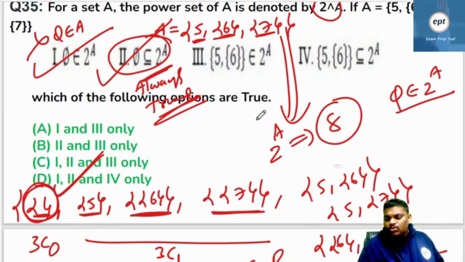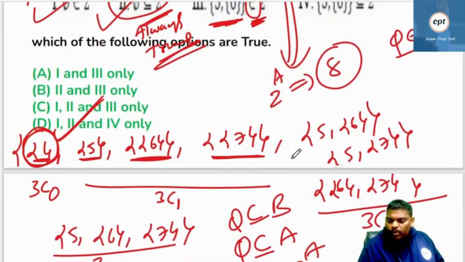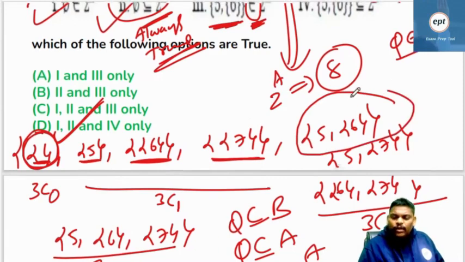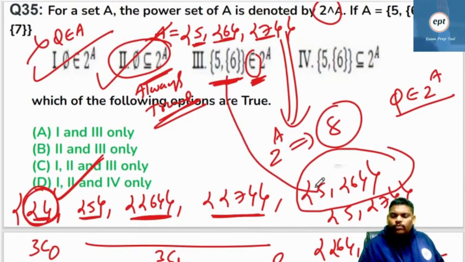Listen, there is a small trick there. When you are using "belong to" for an element, look at {5, 6} in brackets. Is it one element of 2 power A? Exactly. It is one element of 2 power A. True.